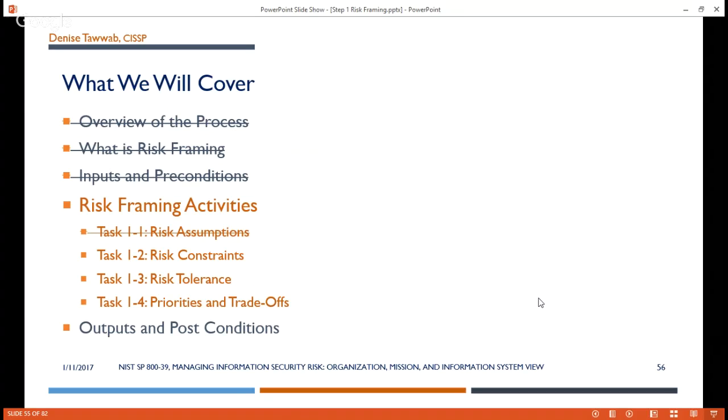Next, we're going to cover task 1.2 on risk constraints, task 1.3, where we'll talk about risk tolerance, task 1.4, where we'll discuss the priorities and trade-offs, and then we'll go over the outputs and post conditions of the risk framing step of the risk management process.